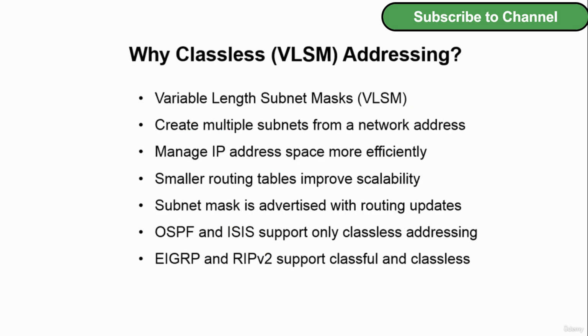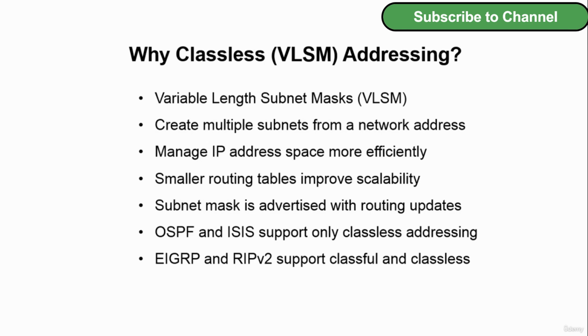So on to classless VLSM. This is variable length subnet mask. So now the addressing uses variable length subnet mask. You don't have to use the default mask. You can move that subnet mask to the left or to the right. And what it does is create multiple subnets from a network address. So you can take a top level network address and subnet it when you're using VLSMs to create a bunch of separate network addresses from a single network address. And you can manage the IP address space a lot more efficiently and adjust it to the number of hosts you want. And you can use multiple different length subnet masks within the same network and multiple networks.